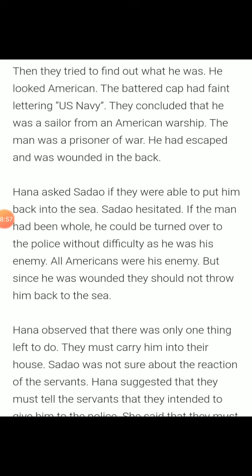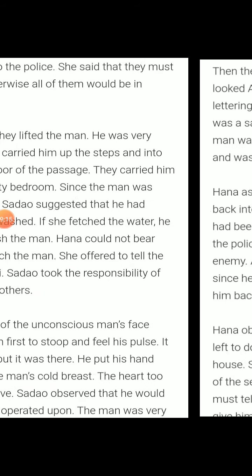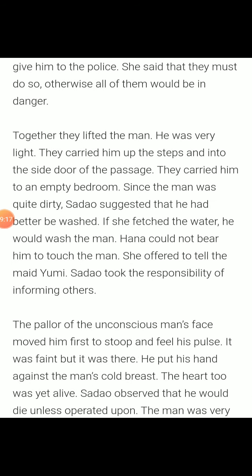Hana observed that there was only one thing left to do. They must carry him into their house. Sadao was not sure about the reaction of the servants. Hana suggested that they must tell the servants that they intended to give him to the police. She said that they must do so, otherwise all of them would be in danger.